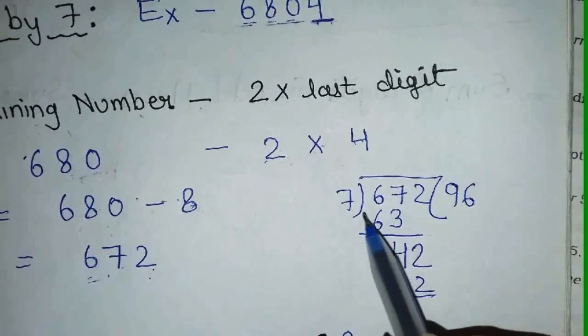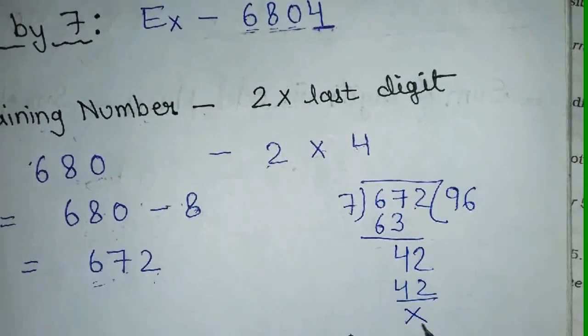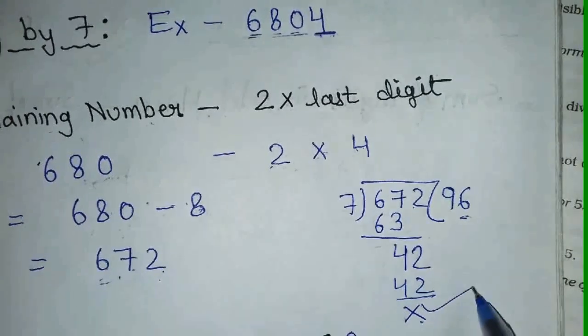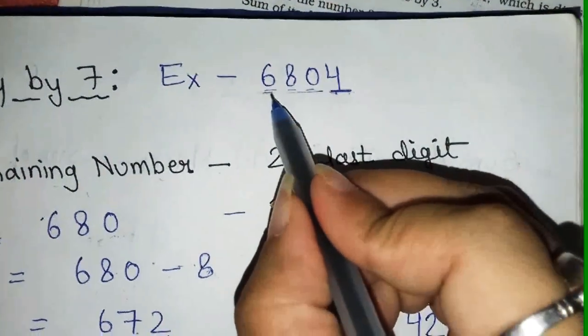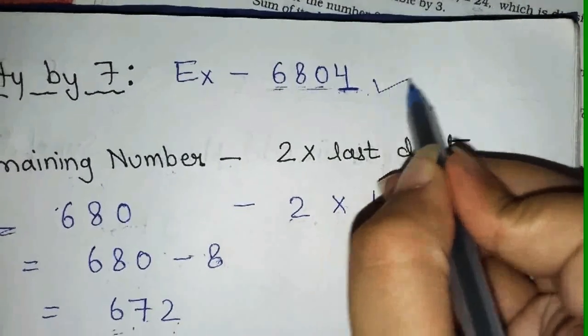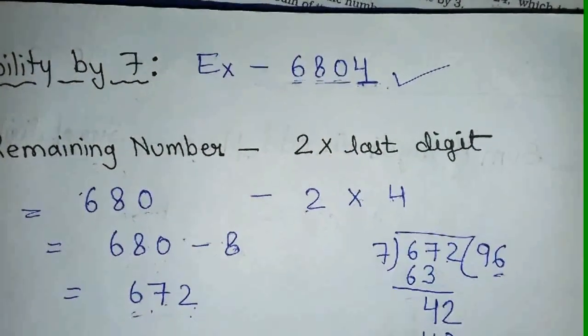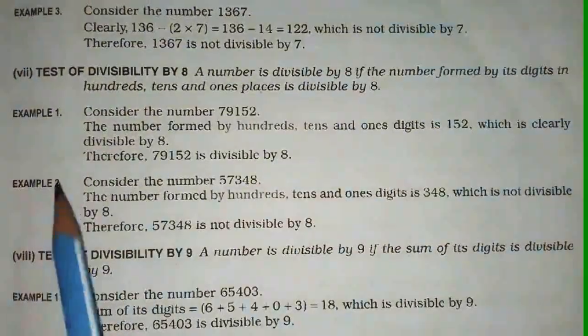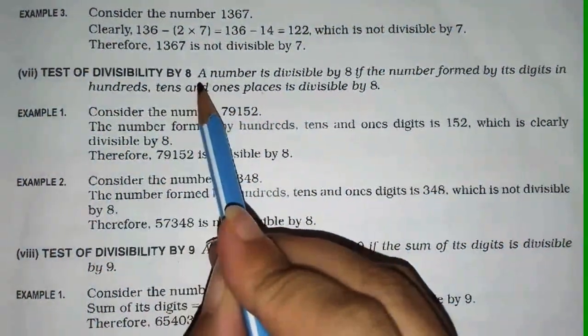Here 672 is divisible by 7. Therefore, the number 6804 is also divisible by 7. Next, test of divisibility by 8.